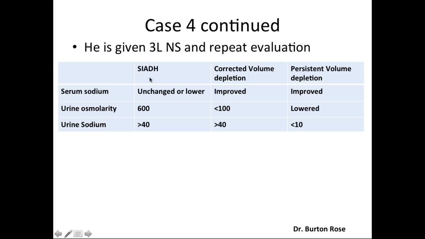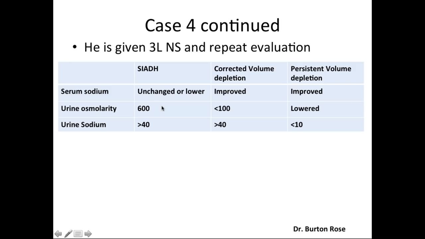So if we give him 3 liters of normal saline and repeat his evaluation, if he has SIADH as the cause of his hyponatremia, what you will find is that the serum sodium will remain unchanged. The urine osmolarity will remain unchanged because the urine osmolarity is dictated by the ADH coming from the SIADH. And now the urine sodium, because you've given him the 3 liters of normal saline, he's now volume replete. The renin-angiotensin-aldosterone system will shut down, and now the kidney will excrete urinary sodium back to its normal, and it will go up to more than 40.